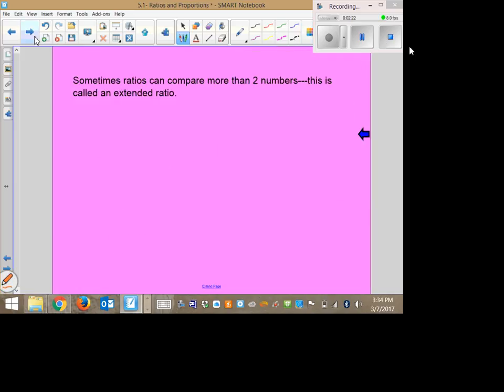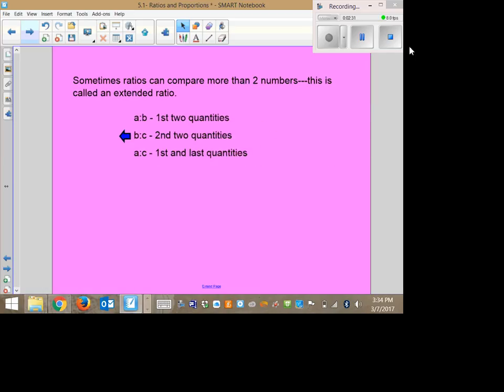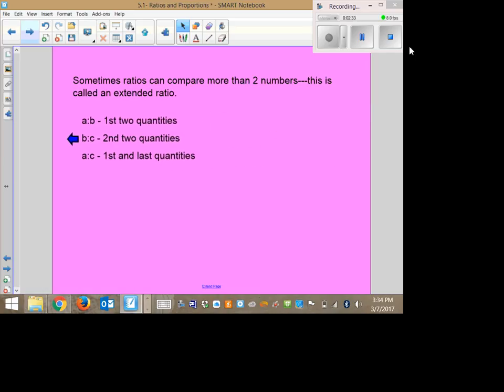So sometimes ratios can compare more than two numbers. This is going to be called an extended ratio. So A to B would be the first two quantities, B to C would be the second two quantities, and A to C would be the first and the last quantities. So that would be comparing all different pairs.